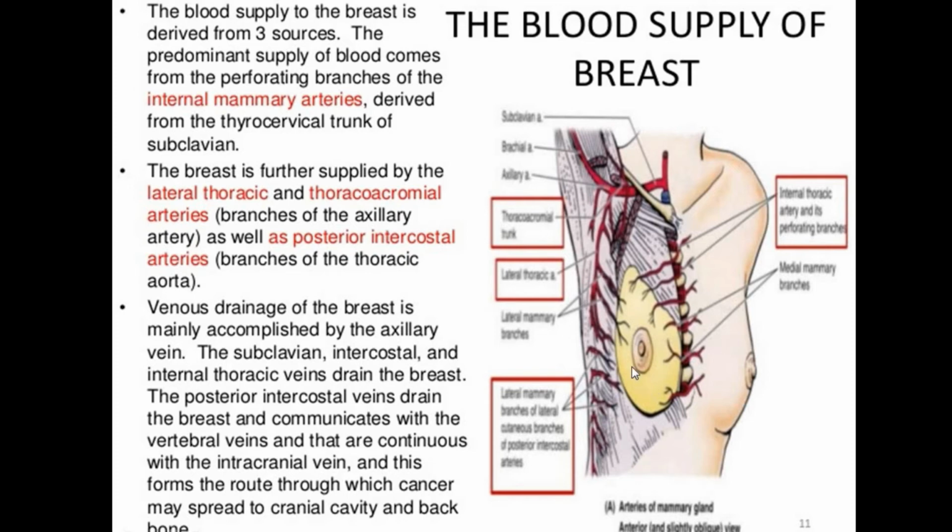So the metastasis of the outer quadrant of the breast into the vertebral column is through the posterior intercostal vein. It communicates with the vertebral veins, and through the vertebral canal it opens up into the brain and metastasizes easily into the brain tissue. The posterior intercostal vein drains the breast, communicates to the vertebral vein, and then continues to drain into the intracranial vein. Ultimately, that is the route of the metastatic transformation of malignant tissue from the breast to the brain.